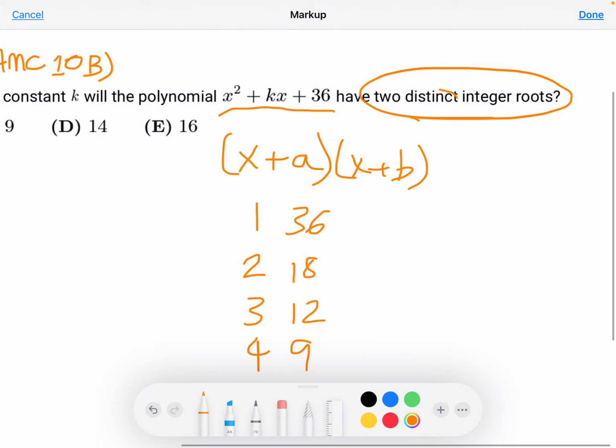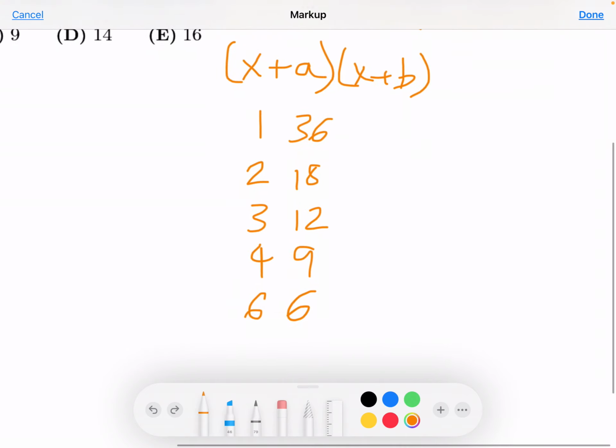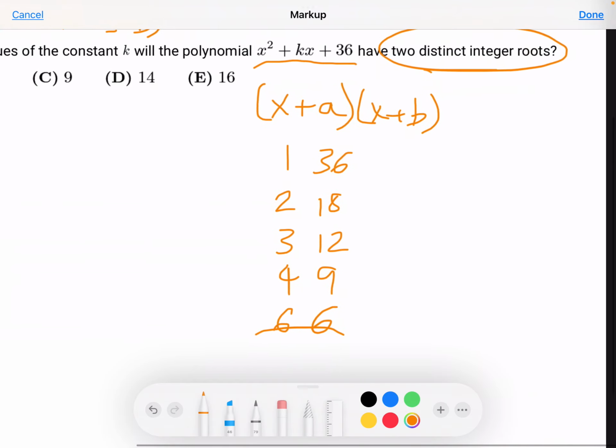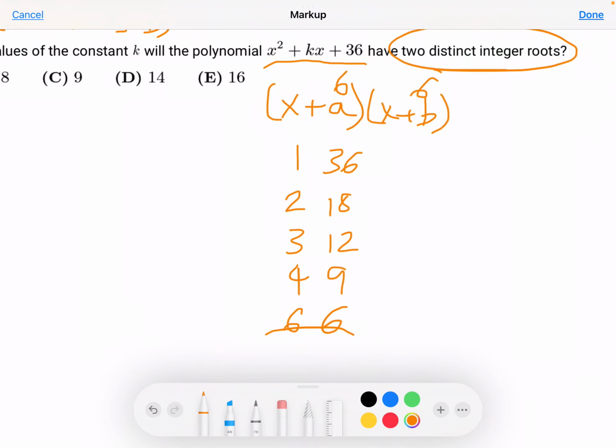But notice right here they say distinct roots, which means they can't be the same. So we can rule out 6 and 6 because they're the same. Because if this was 6 and this was 6, then this would be negative 6 and this would be negative 6, so the roots would be the same.